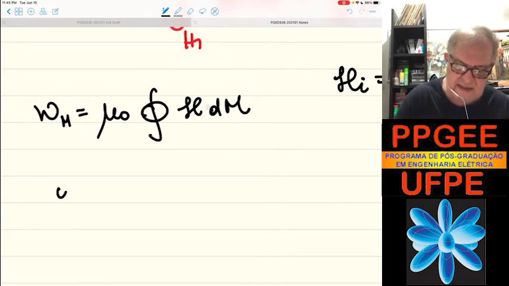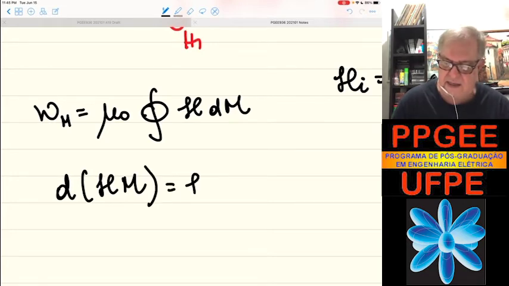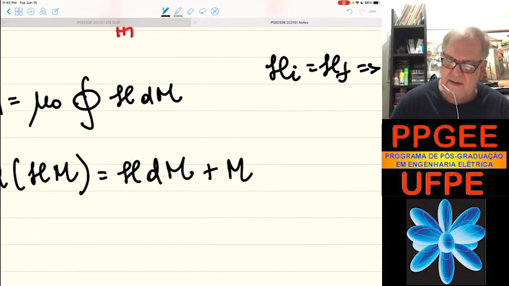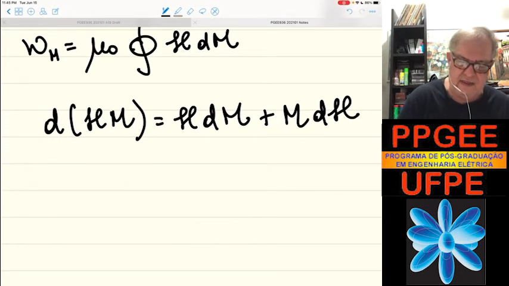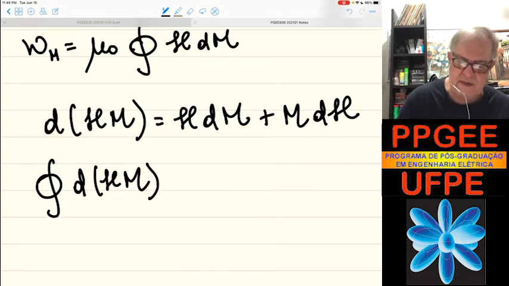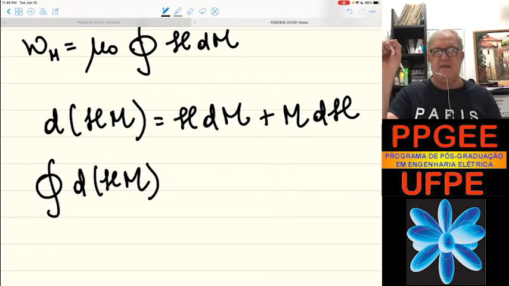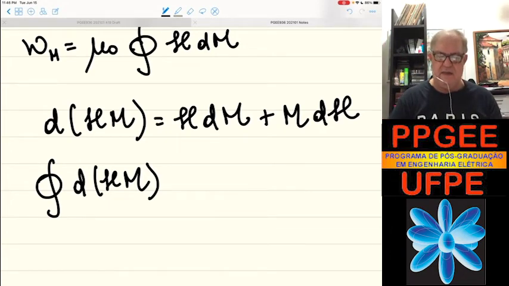So you see that d of H times M equals H dM plus M dH, right? So the integral of d(HM), from the initial state to the intermediate state going back, well, this is going to be the values of HM at the endpoints, right?